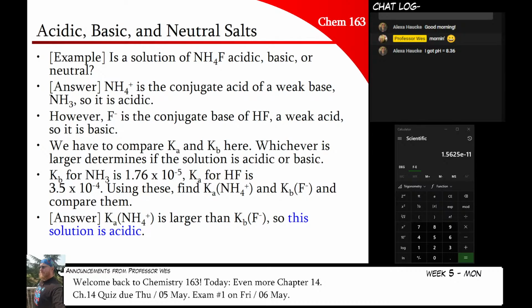All right. So again, that's our process: you look at the Ka and the Kb values for the ions that are present, and then whichever one's bigger, that's what it is. If the Ka for the acid is larger than the Kb of the base, your solution is acidic, and vice versa.